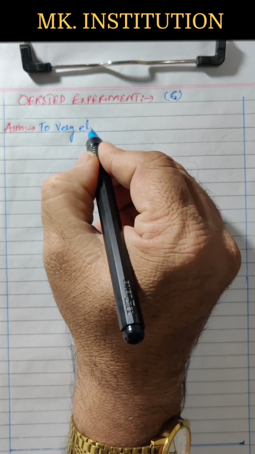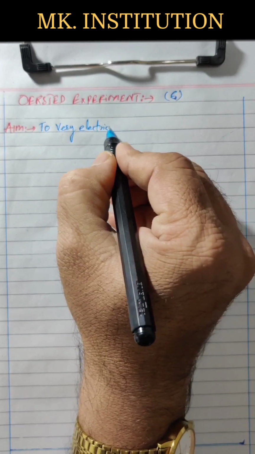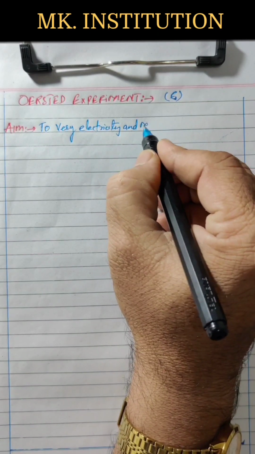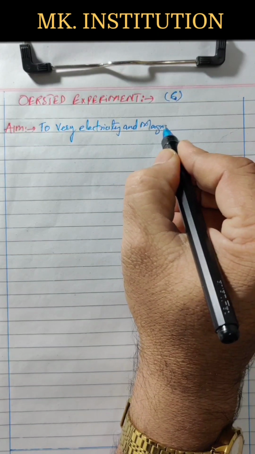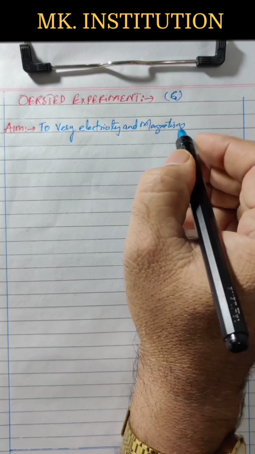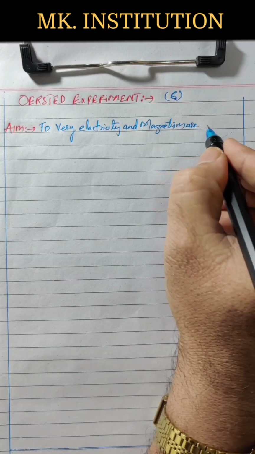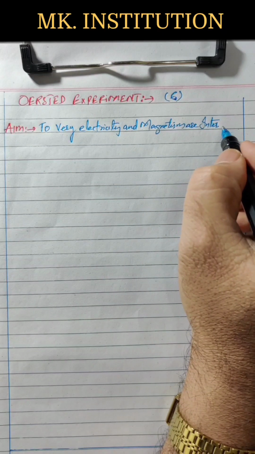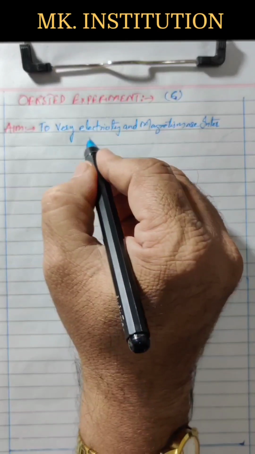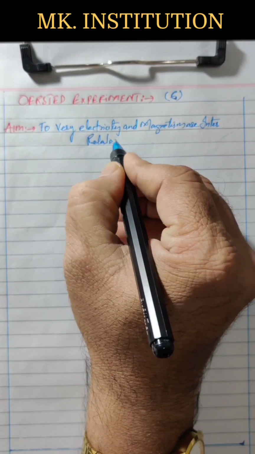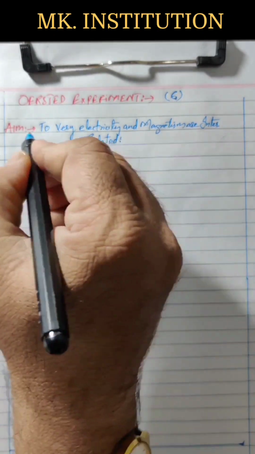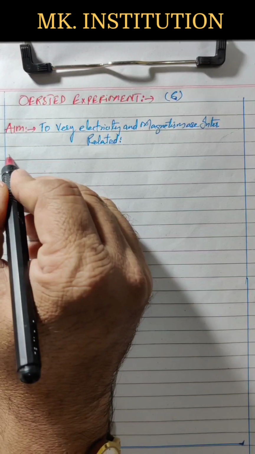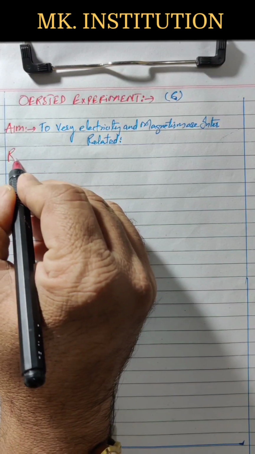Aim: to verify that electricity and magnetism are interrelated. Whether both are interrelated or not, that we have to prove here. Then for this experiment, what do we require? So next we have to write the requirements.